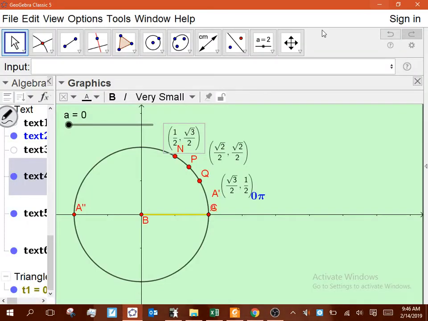The one thing I want to talk about, because you're going to see it in tonight's homework, is a question that looks like this.